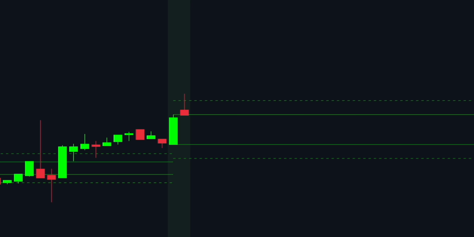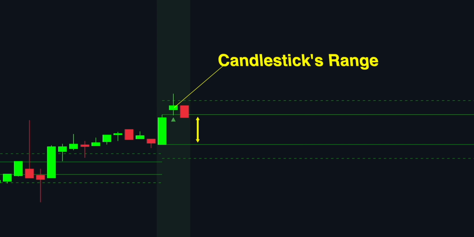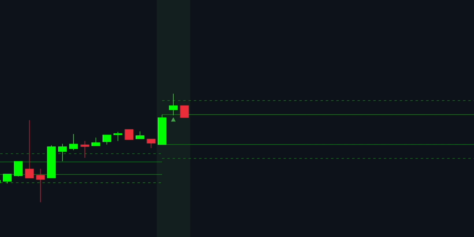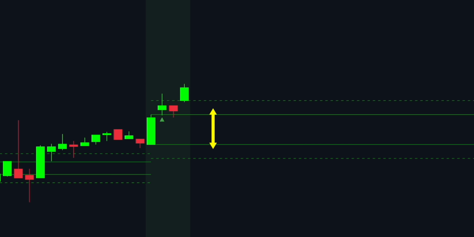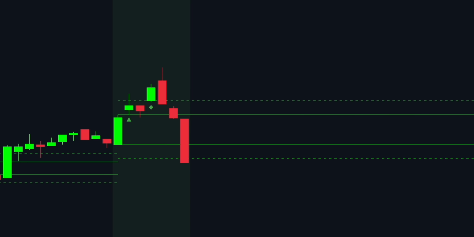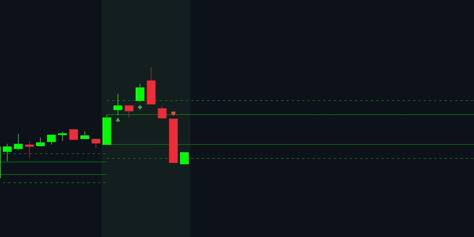On the other hand, when price breaks above the market open candlestick range, the indicator prints a green triangle. This suggests that the future trend is likely to be bullish throughout the whole session. When an ATR breakout happens, the indicator prints a green diamond. There may also be a scenario where the range gets broken again, but in the opposite direction. What should you do in this case? How do you filter out fake breakouts?